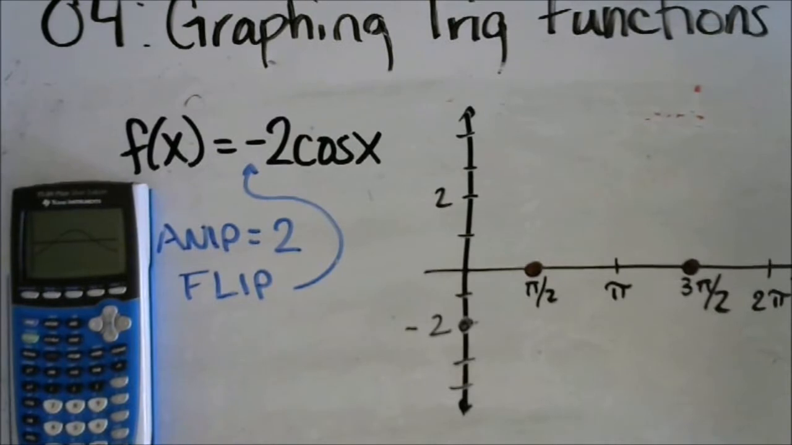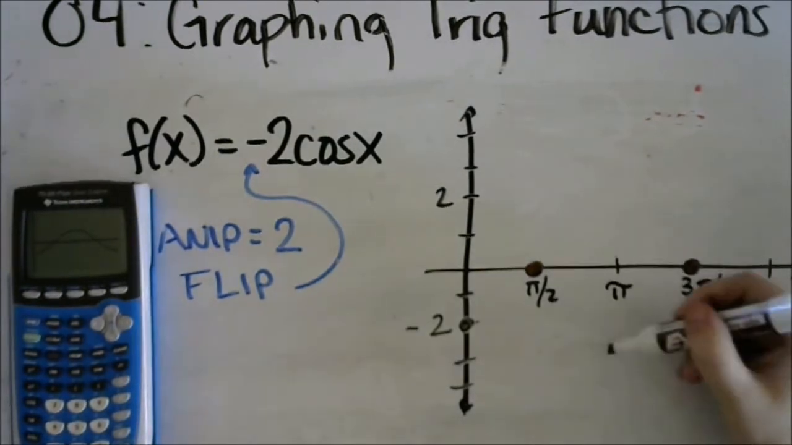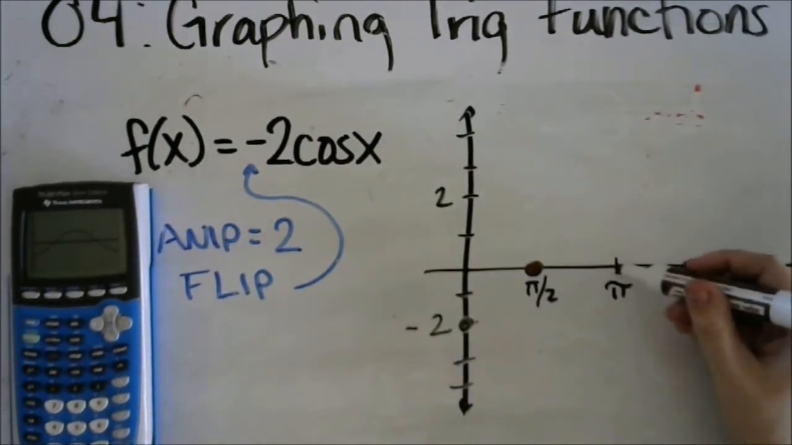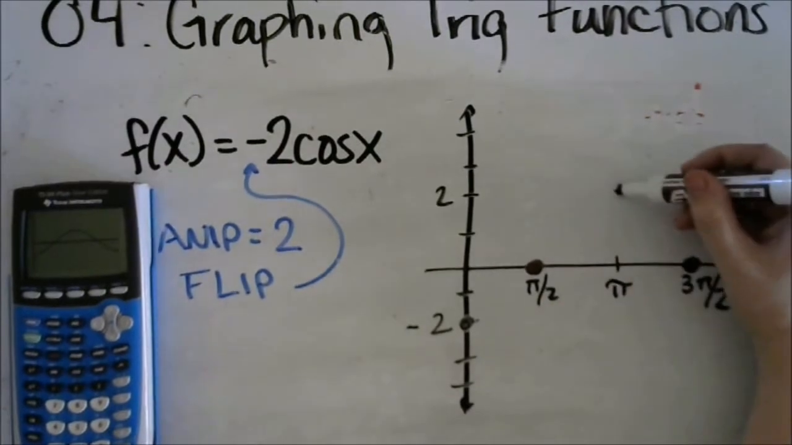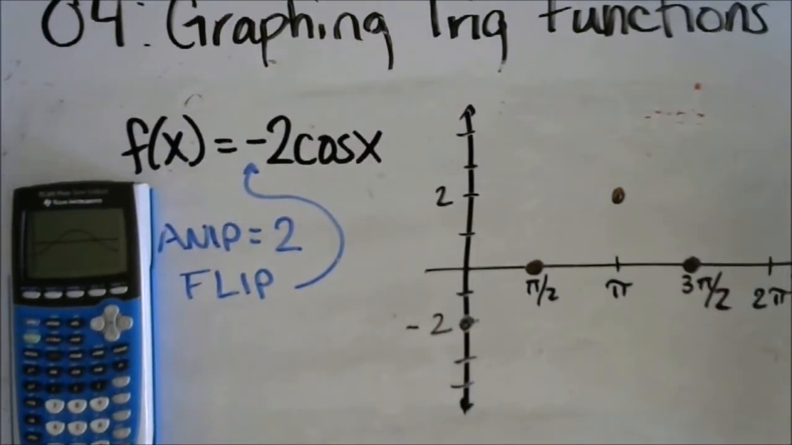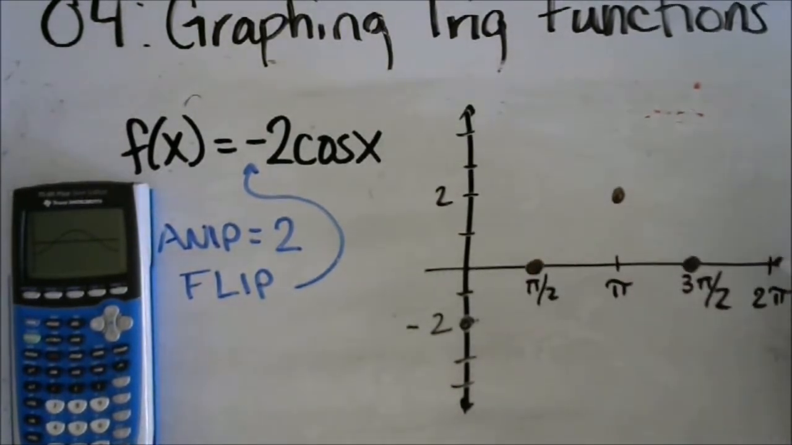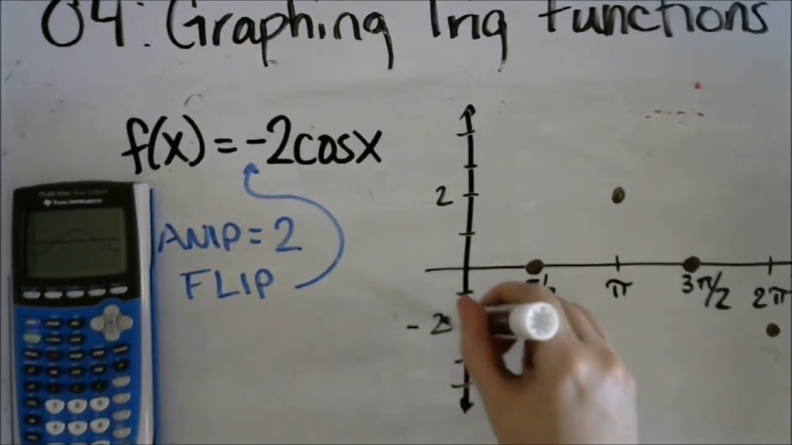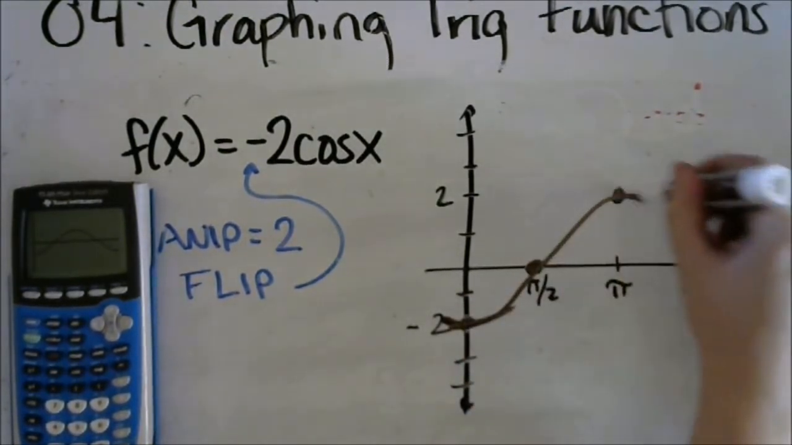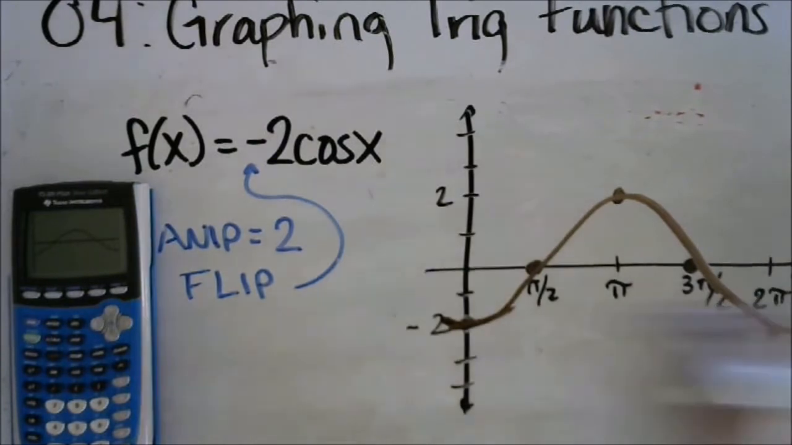Now, originally, cosine had a minimum at pi, but because it's been flipped vertically, we now have a maximum at pi. Originally, cosine had a maximum at 2 pi, but because it's been flipped vertically, we now have a minimum at 2 pi. Connect your dots in as continuous a curve as you can.